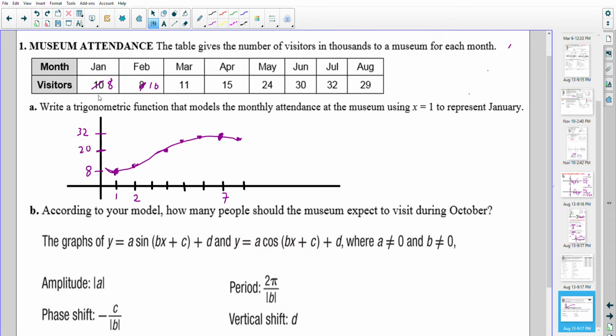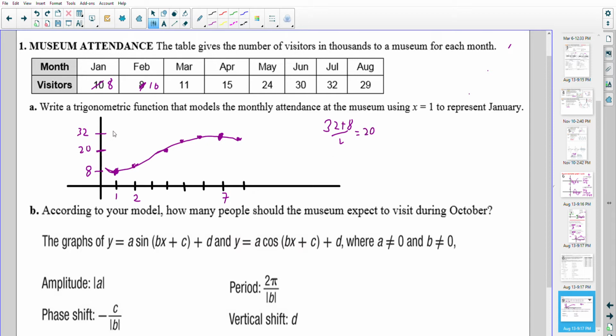Now, to do that, I looked at the months as numbers and put in the numbers with the lowest and the highest counts. From this graph, I see that the lowest count is 8 in January, and the highest count is 32 from July. If you have the 32 and the 8, you should be able to come up with the midpoint. So I took 32 plus 8 and divided by 2, and that gives you 20.